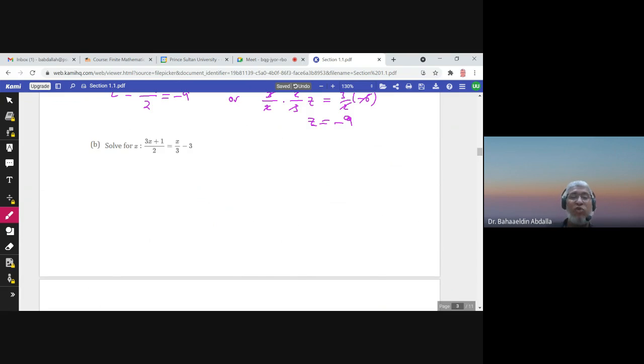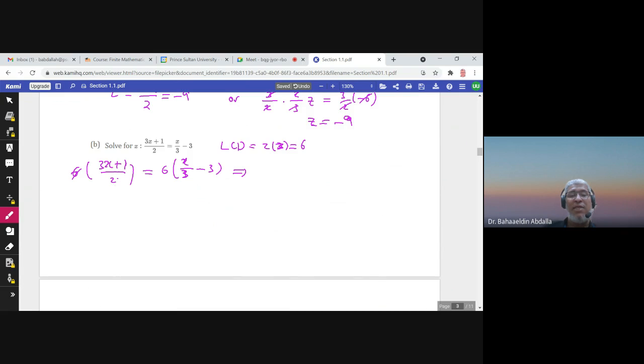Now, how to solve this equation? I have two denominators, 2 and 3. No common factors between 2 and 3. So the LCD is 2 times 3, which is 6. So I need to multiply both sides by 6. So this is the left-hand side, and the right-hand side. All the terms in the right-hand side should be multiplied by 6.